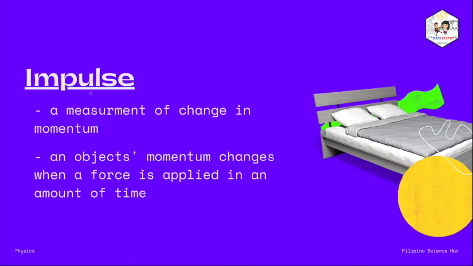Our previous example showed constant momentum, meaning there were no changes in the velocity of the objects as well as their mass. How then will we consider if there is a change in momentum? This is where impulse comes in. Impulse is defined as a measurement of change in momentum. An object's momentum changes when we apply force in an amount of time.